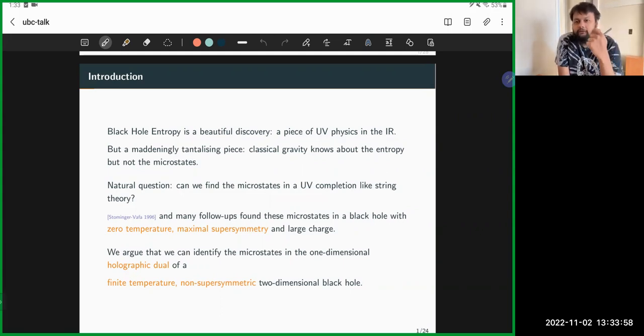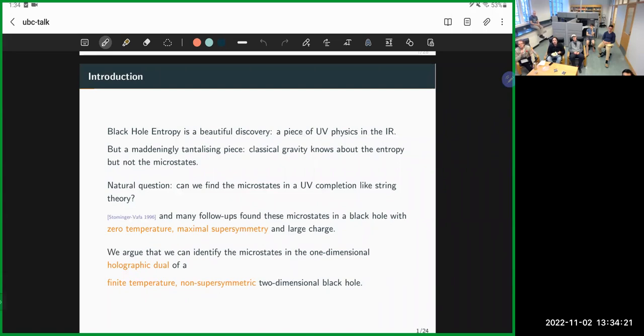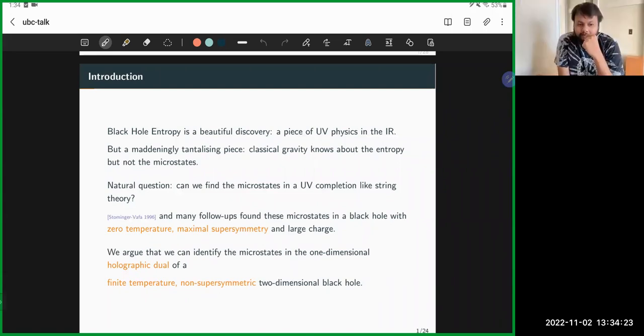Let's pick up a UV completion like string theory. Can we find the microstates in that? And since 1996, we've known that the answer is yes, at least in some cases. Those cases typically have zero temperature, maximal supersymmetry, and large charge. Today, I want to talk about a case with finite temperature, no supersymmetry, and still large charge.